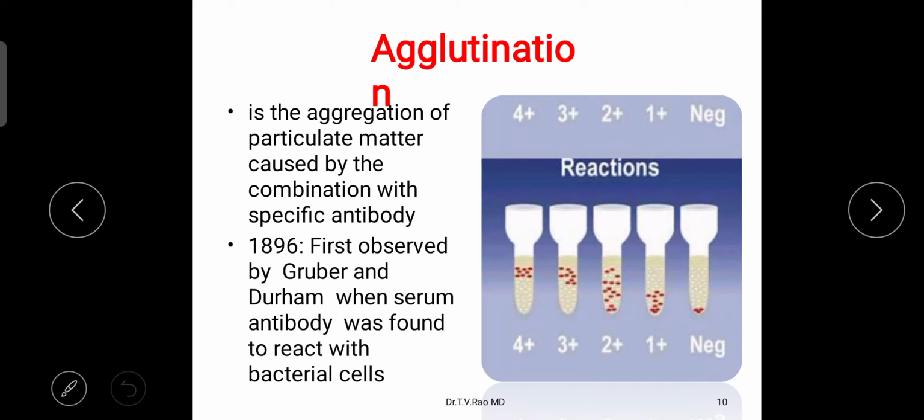The agglutination test is the aggregation of particulate matter caused by combination with specific antibody. In 1896, it was first observed by Grover and Durham when serum antibody was found to react with the bacterial cell. So it was first established in the year 1896 by two scientists, Grover and Durham. How did they find out? With the help of serum antibody, they saw that it can react with the bacterial cell.